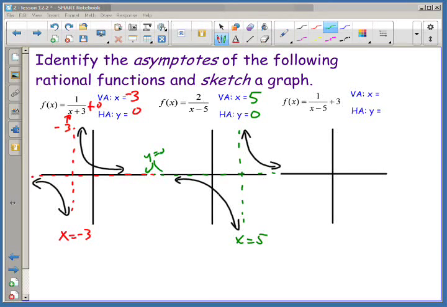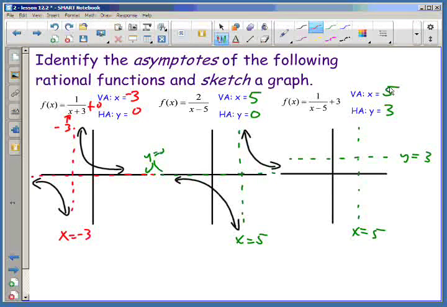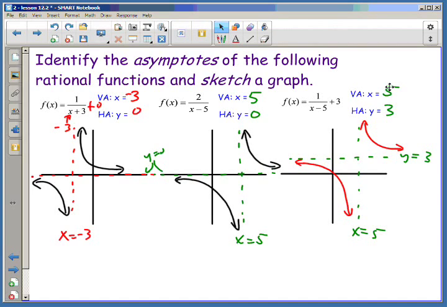Okay, we see that we have a value of x equals 5 that makes the bottom 0 and the function undefined, and then a y equals 3 on the end. We sketch a horizontal asymptote at y equals 3, vertical at x equals 5, and then draw the branches. Remembering we have new branches to approach from the parent function, we don't want to try to approach the x and y axes. There we go.